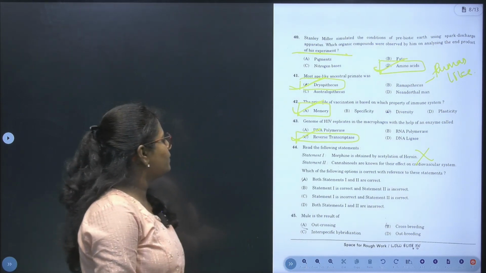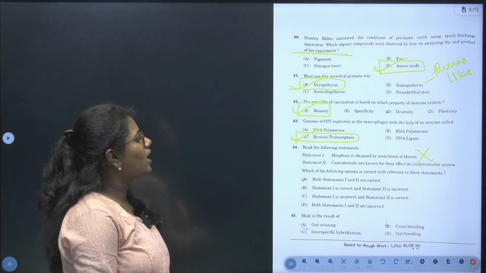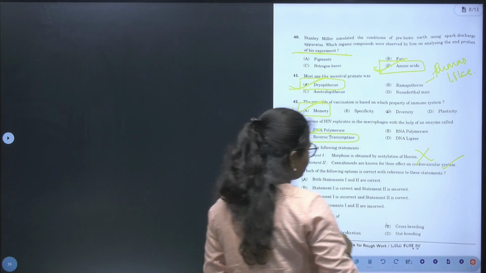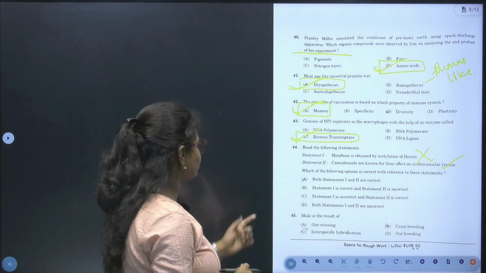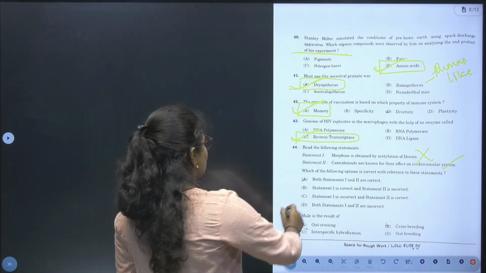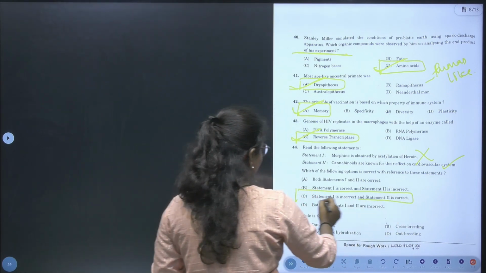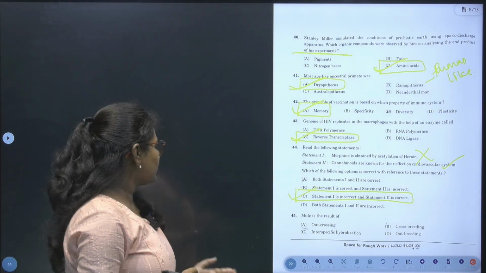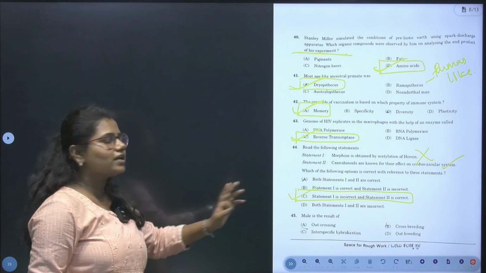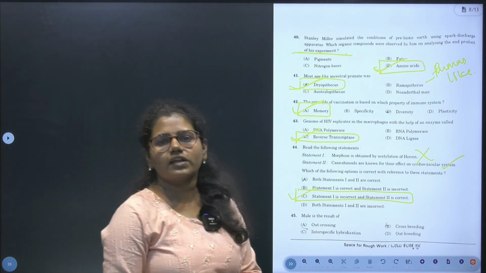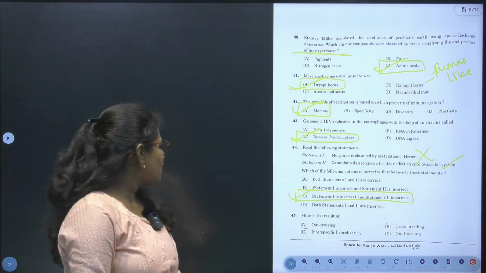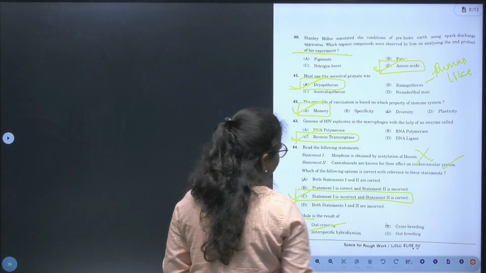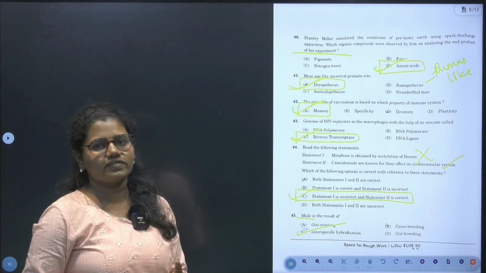Statement 2 is cannabinoids are known for their effect on cardiovascular system. Yes, so this is a correct statement. So statement 1 is wrong and statement 2 is right. So the correct answer here is C. Statement 1 is incorrect and statement 2 is correct. Next, moving on to question 45. This is from the reduced syllabus, that is strategies for enhancement in food production. We know that mule is the result of interspecific hybridization between horse and a donkey.